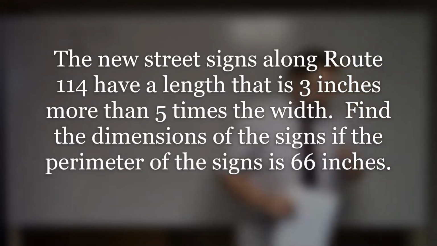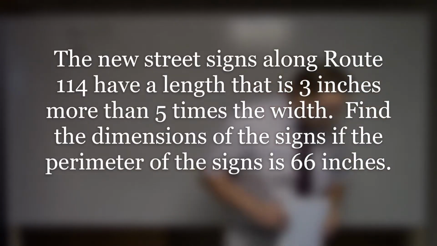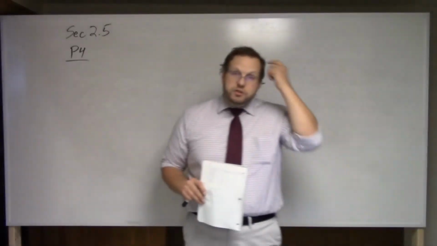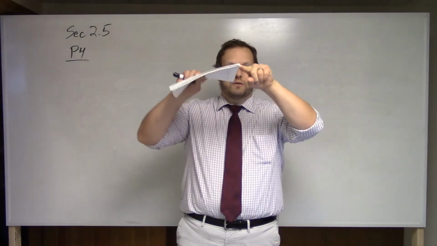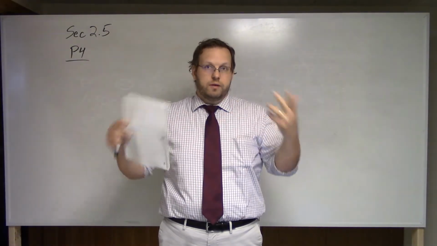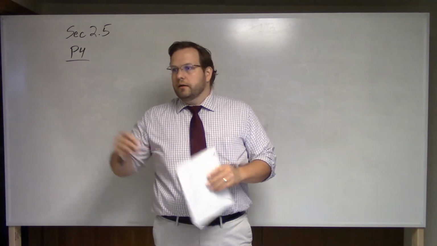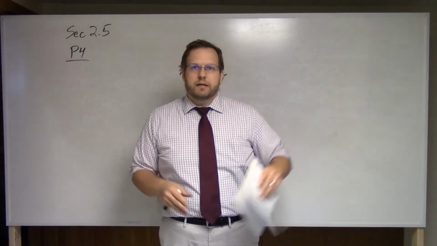And it reads, the new street signs along Route 114 have a length that is 3 inches more than 5 times the width. Find the dimensions of the signs if the perimeter of the signs is 66 inches. Now the street signs they're talking about are those typical green rectangular signs that we have on the street, telling us that we're on Elm Street or Smith Street or anything like that.